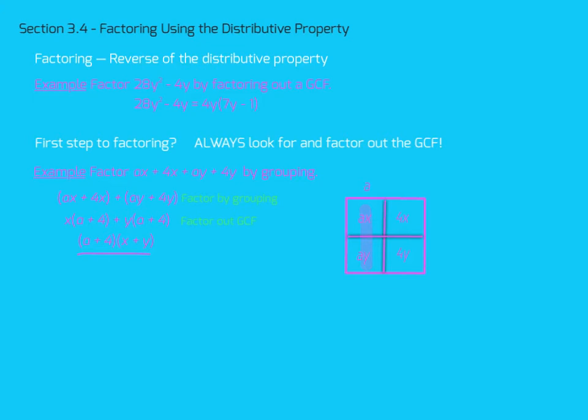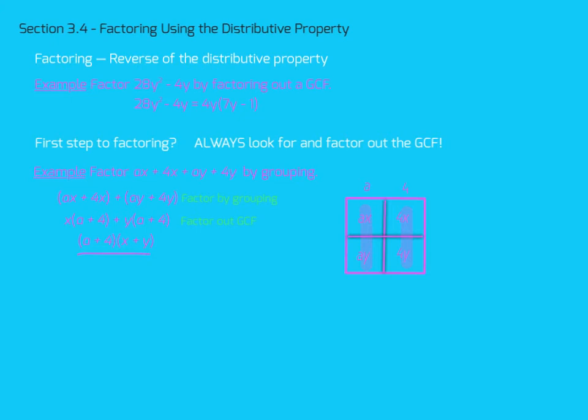If I go to the next column, the 4x and the 4y, I can similarly see what do they have in common. That's right, a 4. So we can write a 4 up above. Just like that. Now we need to do the rows, or horizontally.